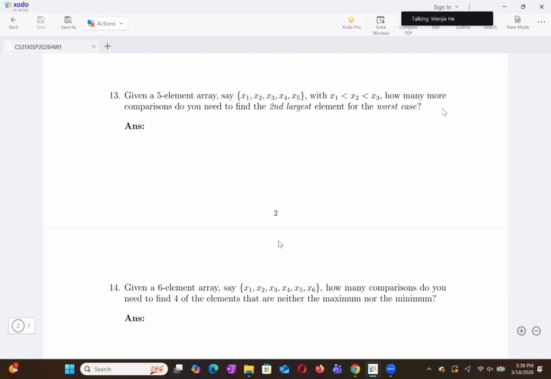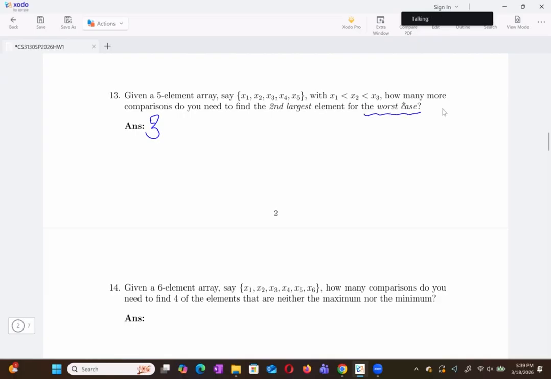First, the answer is 3 comparisons, not 2. Many students gave me 2 comparisons. Because here we target the worst case. So when you get 2 comparisons, you need to think about whether it is the worst case. It could be the best case.